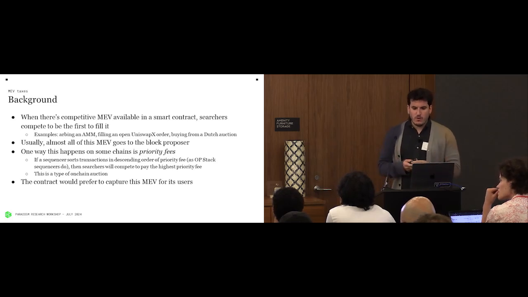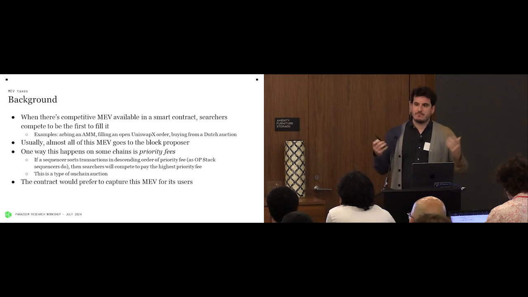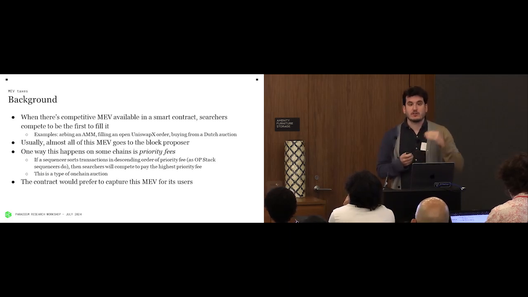So for some quick review on MEV, and the kind of MEV that we'll be talking about here, we're talking about competitive MEV. When there's something available in a smart contract and the first person who goes to grab it is able to get that money. So this is how AMM arbitrage works, the kind of MEV that leads to loss versus rebalancing, which CMAC talked about. This is how filling an open Uniswap X order often works. It's how buying from a Dutch auction that's going on chain works. Sometimes there's some value that you can get just by being the first person to interact with a smart contract on chain. And in most cases, all of this MEV by default goes to the block proposer.